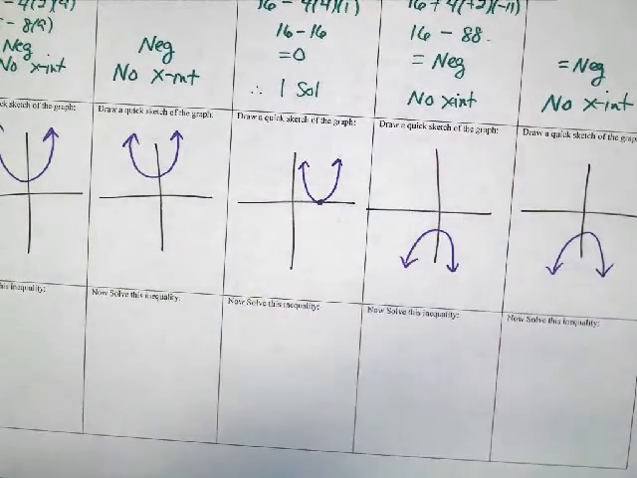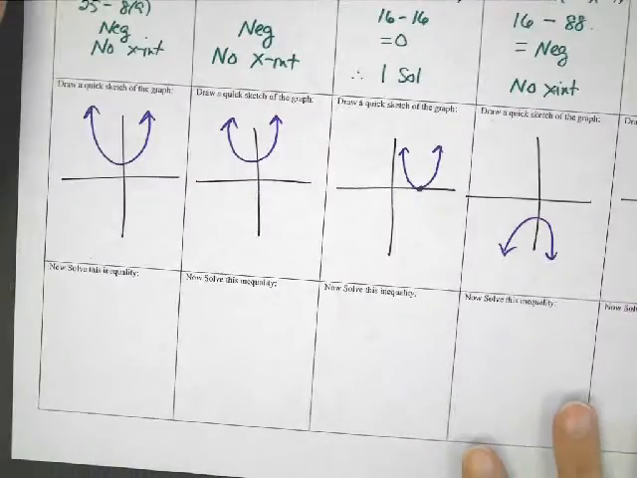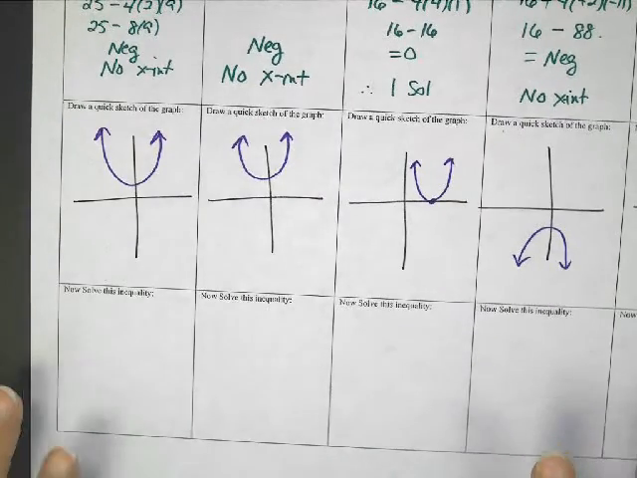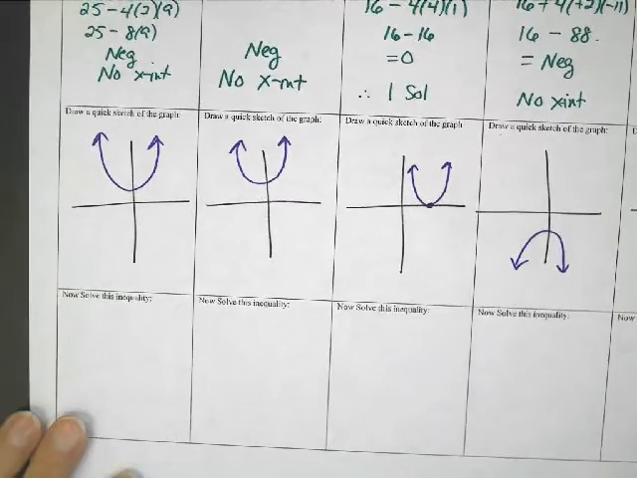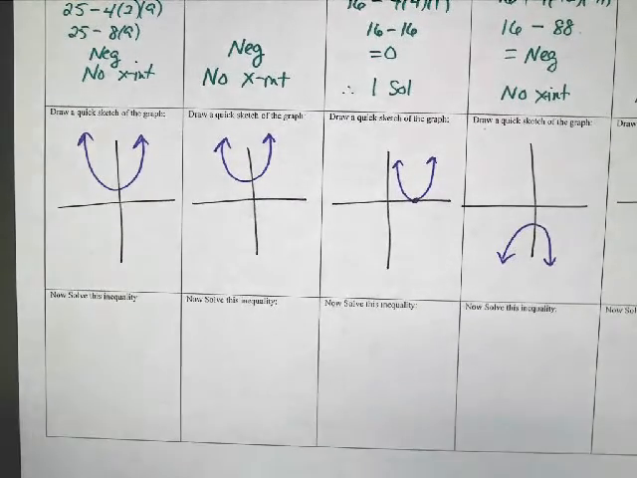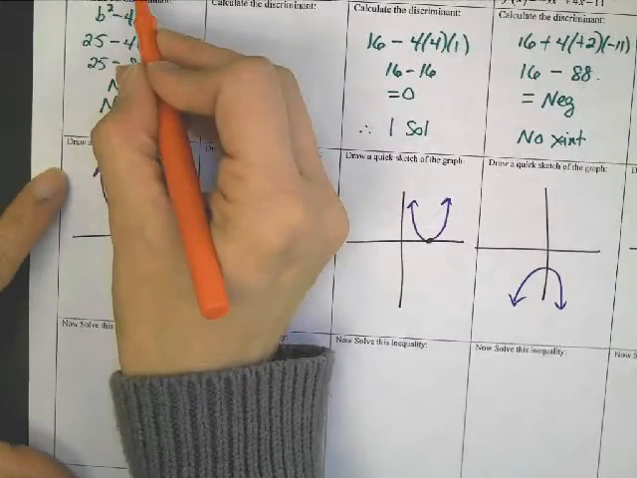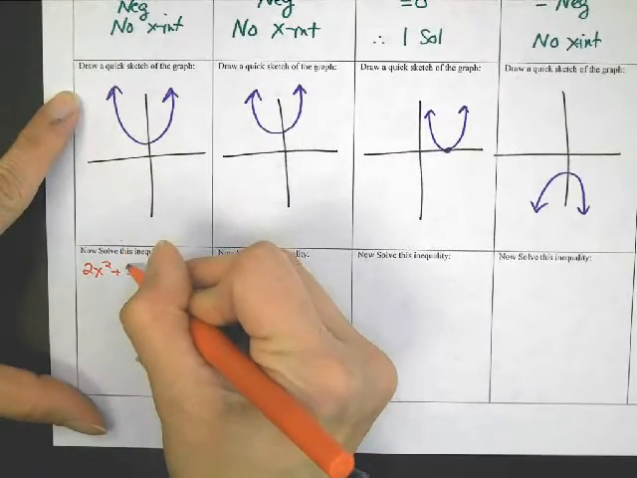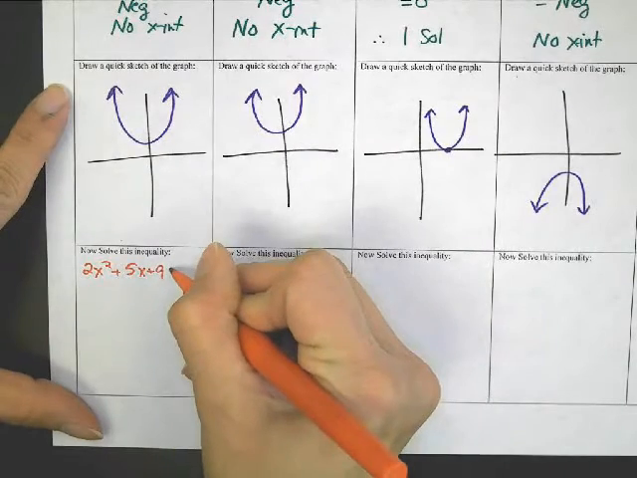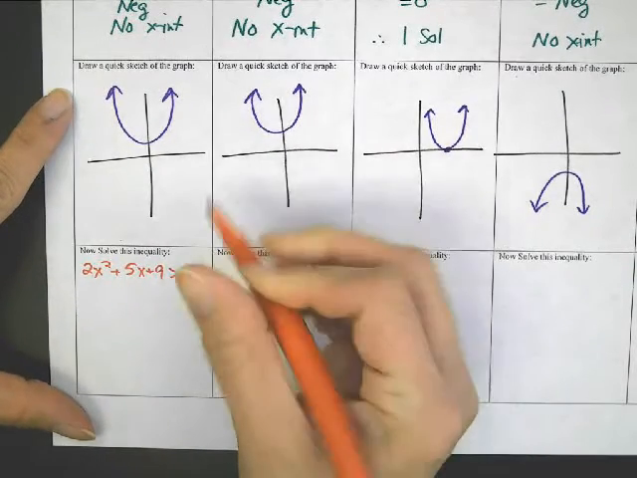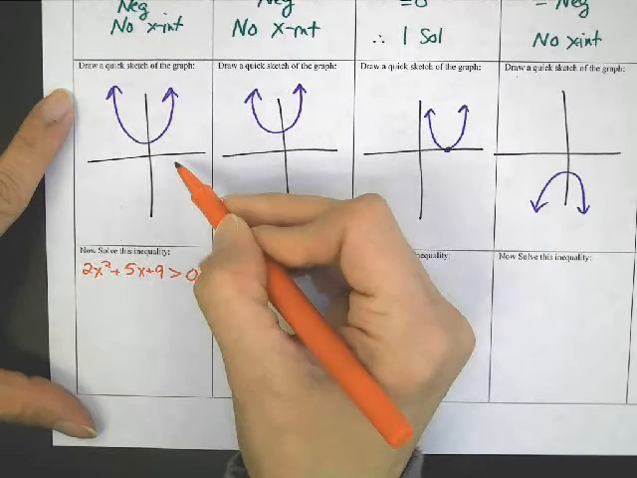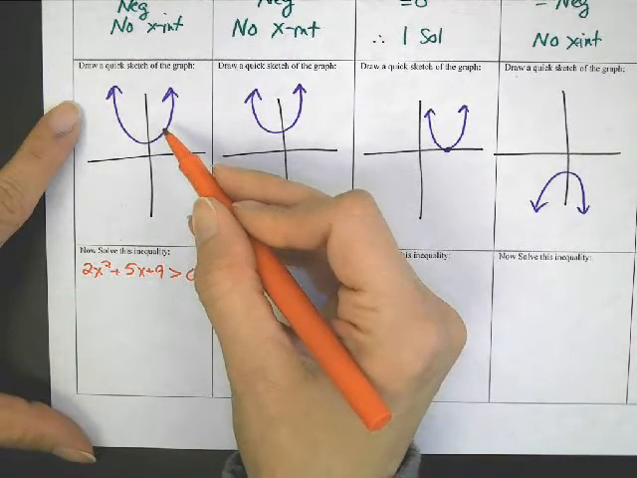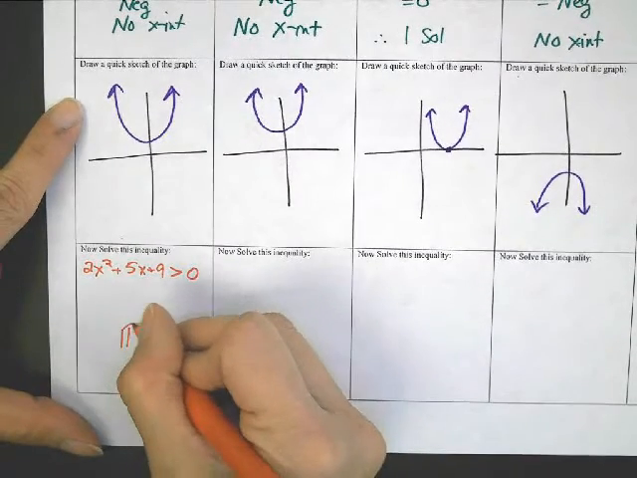No x-intercepts. Okay, now I'm going to give you a variety of problems, and you're going to look at these cute little pictures to tell me what the answers are. Okay, so if the problem had this equation that's up top there, 2x squared plus 5x plus 9, and it said greater than 0, where's the parabola greater than 0? Everywhere. You would say all reals.